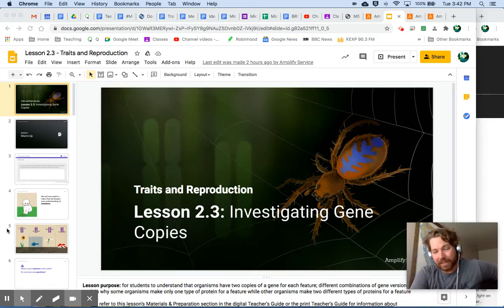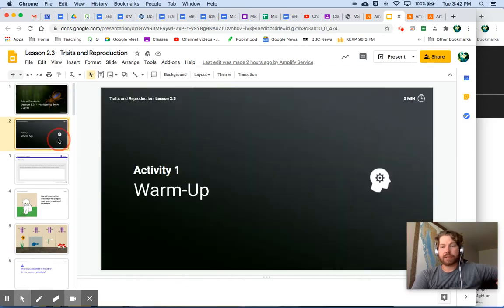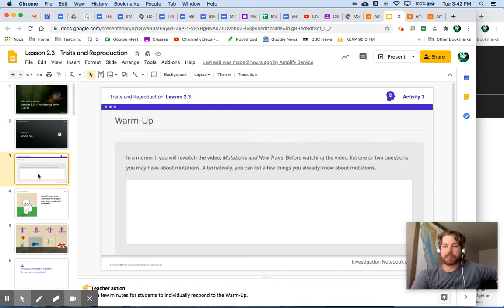First things first, we are jumping into the warm-up. The warm-up is going to ask you a question about the video that you were supposed to have watched at the end of the last lesson on mutations. It says, in a moment, you will rewatch the video. We're going to watch it again, mutations and new traits.